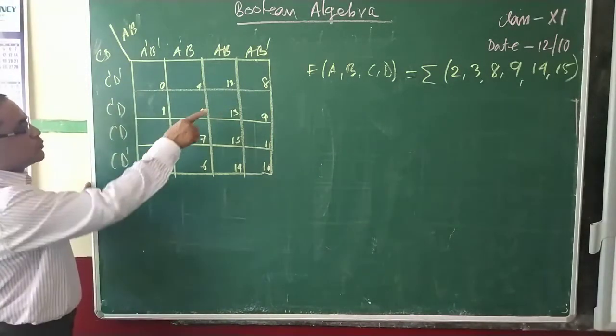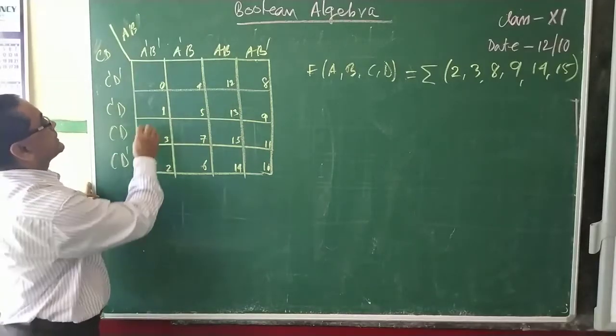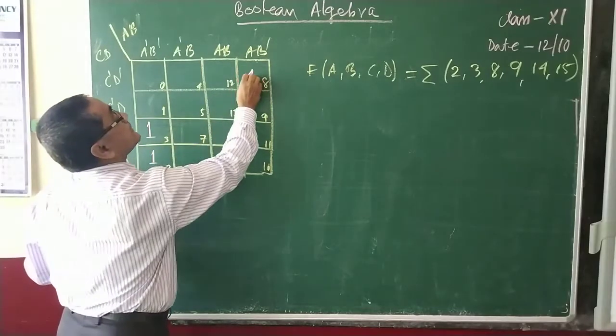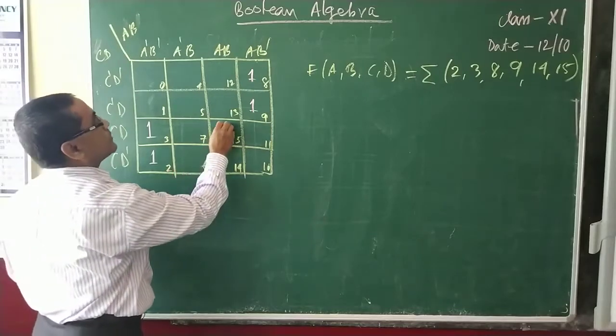Here 2 means M2. M2 is here, here you have to write 1. Then 3 is here, then 8 and 9 are here, and then 14, 15.